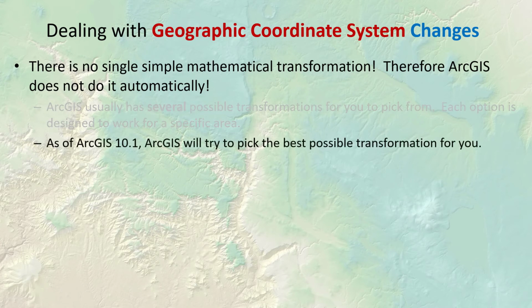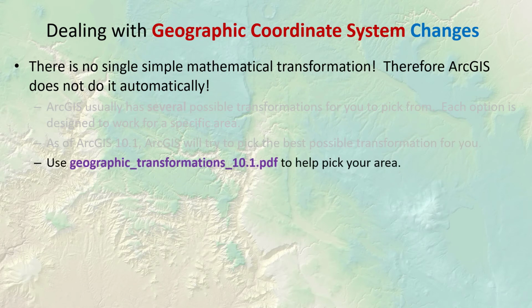Now, as of ArcGIS 10.1, ArcGIS does try to help. It tries to pick the best possible transformation for you. When it shows you the list of options, it'll pop its recommendation up to the top. This is easy to fool, unfortunately, but it's still a lot better than it used to be. Esri does provide this document, Geographic Transformations PDF, to help. And a lot of people don't even know it exists, so I'm going to show it to you. It comes with your installation of ArcGIS, but I've also added this document to your Documents folder.